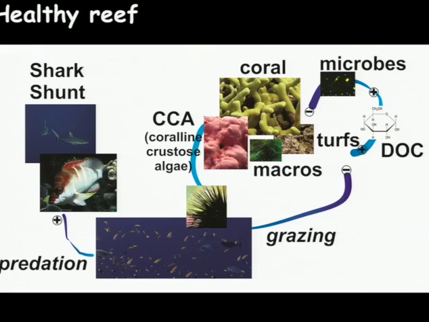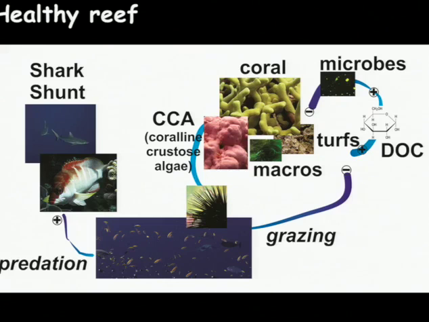Okay. So on a healthy coral reef, mostly what you have are corals and crustose coralline algae. These are the main reef builders on the coral reef. And then you have the different types of macroalgae and turfs also living there. But usually you don't see much of these on a healthy reef.